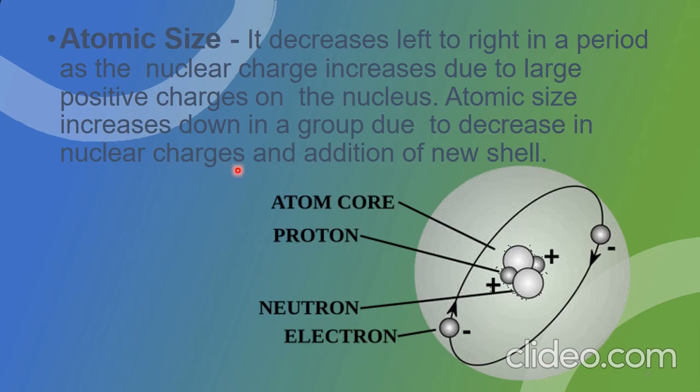But if we talk about the atomic size in a group, it increases down a group due to the addition of new shells. When we move down the group, a new shell of electrons is added at each succeeding element. For example, lithium has 2 shells, K and L. Sodium has 3 shells, K, L and M. Potassium has 4 shells, K, L, M and N, and so on. Thus as we move down the group, the number of shells increases. As a result, the distance between the nucleus and the last shell, that is the valence shell, increases, and thus the atomic size increases from top to bottom. So this is the trend followed in atomic size.